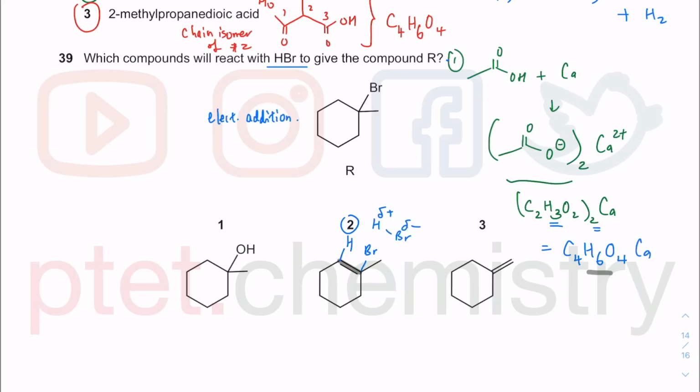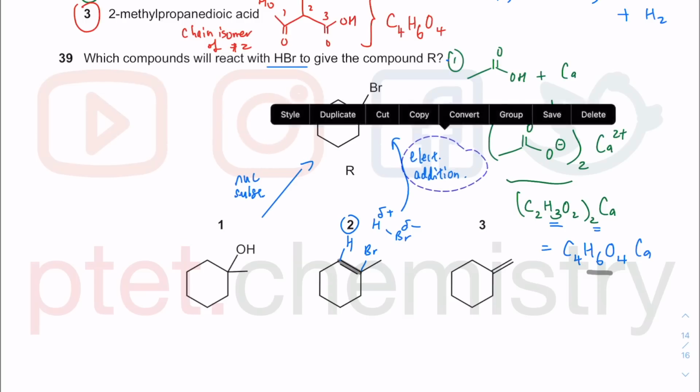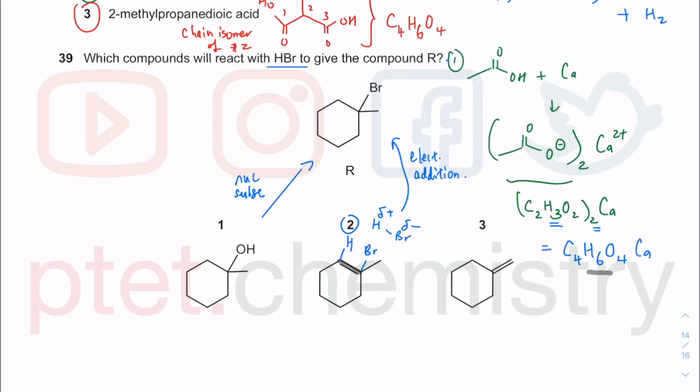Can I go from OH to Br? Can I do substitution? So that one is nucleophilic substitution. I think I should probably think about my choice of words there. So I should probably do electrophilic addition only for this one. And now last but not least, can I go from number 3 to R there? Yes, I can, I think.